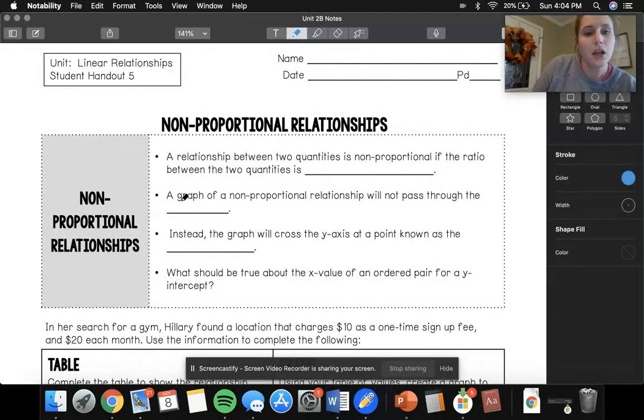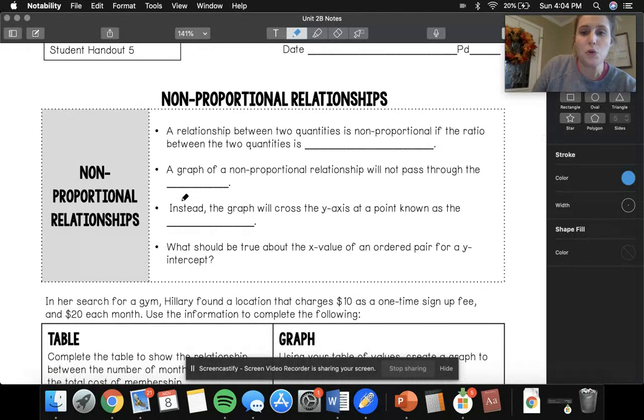couple of problems. So a relationship between two quantities is non-proportional if the ratio between the two quantities is not equivalent or not the same, okay? So a graph of a non-proportional relationship will not pass through the origin.